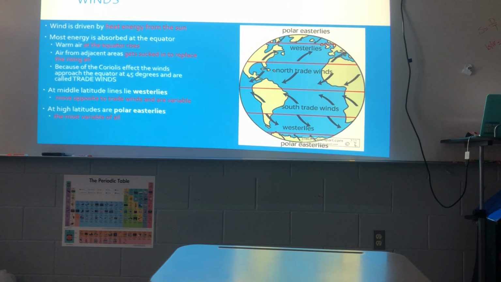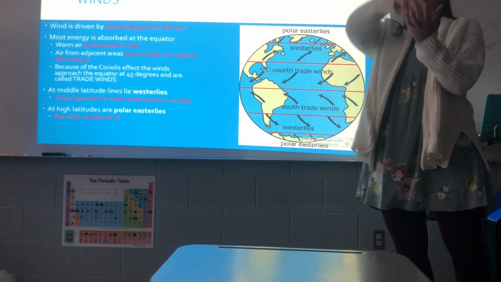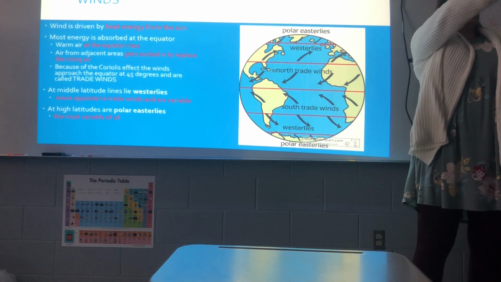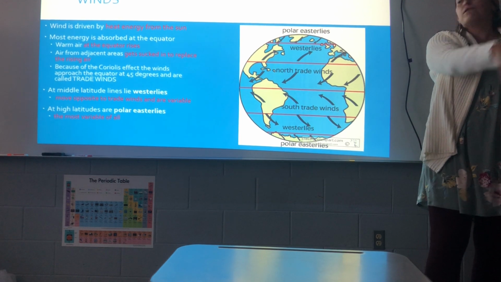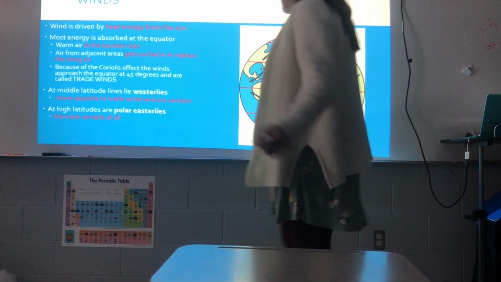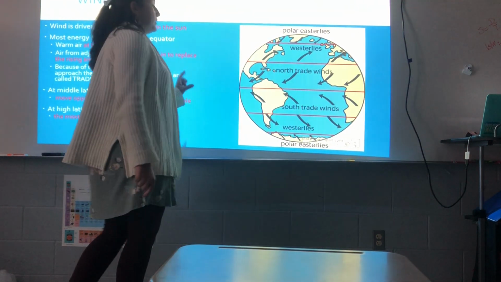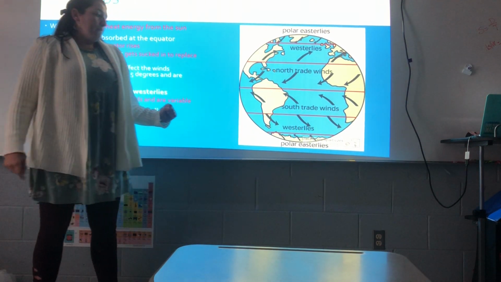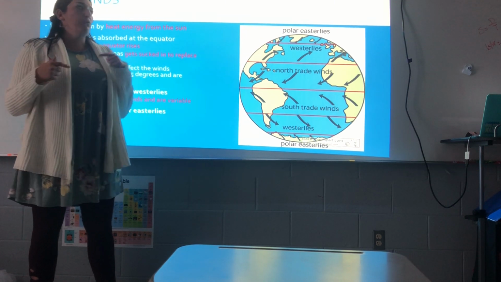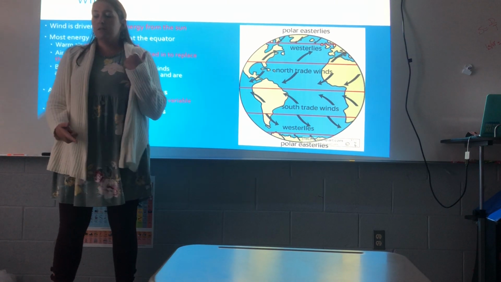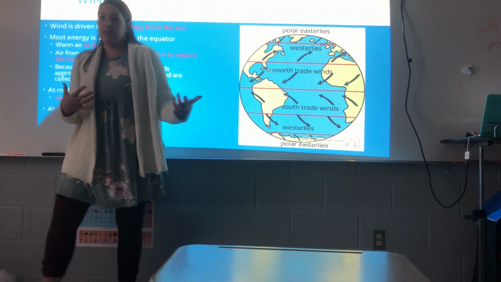North and south of the trade winds, we have the westerlies. Because the globe isn't a perfect cylinder. It's a globe. It's rounded, right? So physics does take over. These westerlies go in the opposite direction of the north and south trade winds. I don't know why we call them westerlies because they don't go west. They go east. Wait, I got a question. But we call them westerlies.